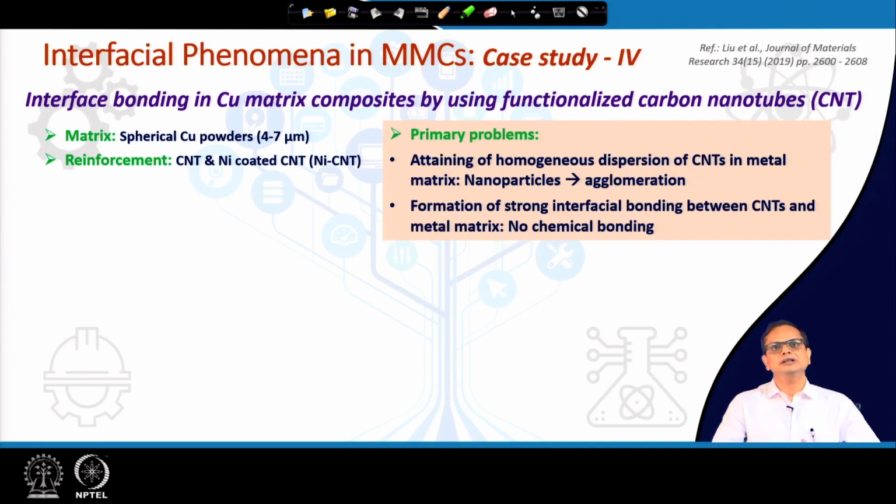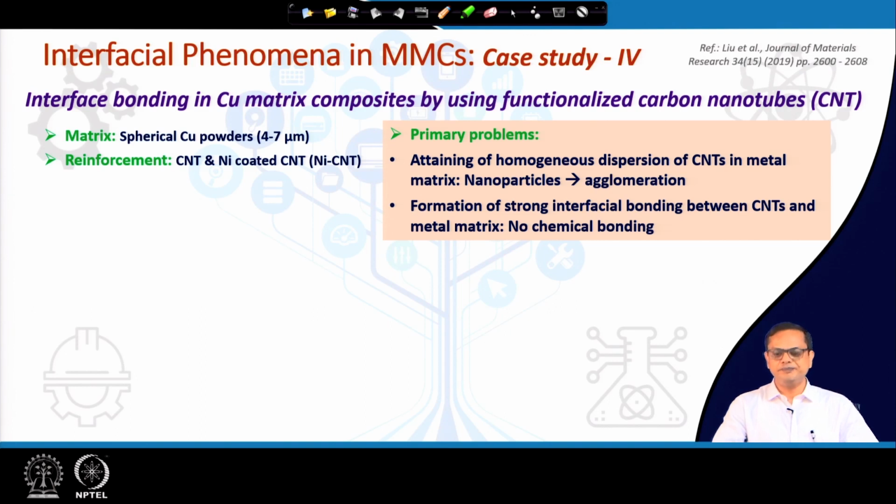Now, the primary problems when you try to use such small nanoparticles as carbon nanotubes to reinforce a metal matrix: the first problem, as I was mentioning earlier, is to achieve homogeneous distribution of CNTs in the metal matrix. Being nanoparticles, they have a very high surface area, meaning very high surface energy, which ultimately leads to agglomeration of such nanoparticles. So homogeneous dispersion is a huge problem.